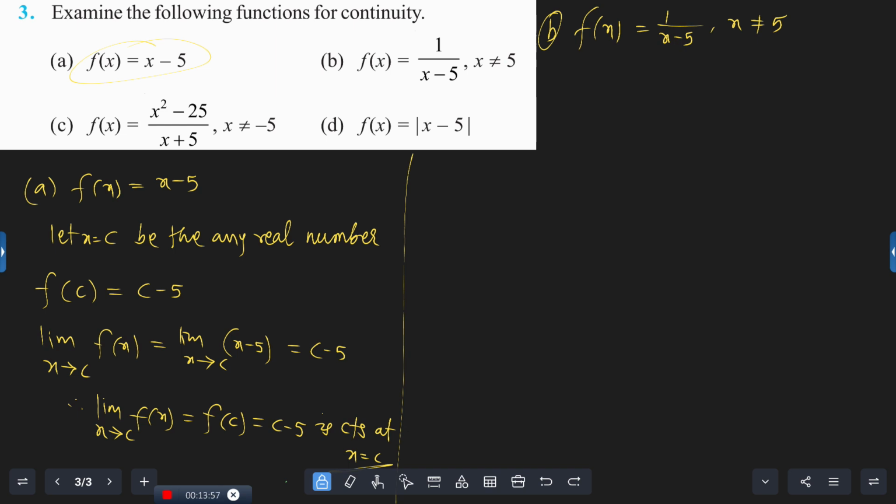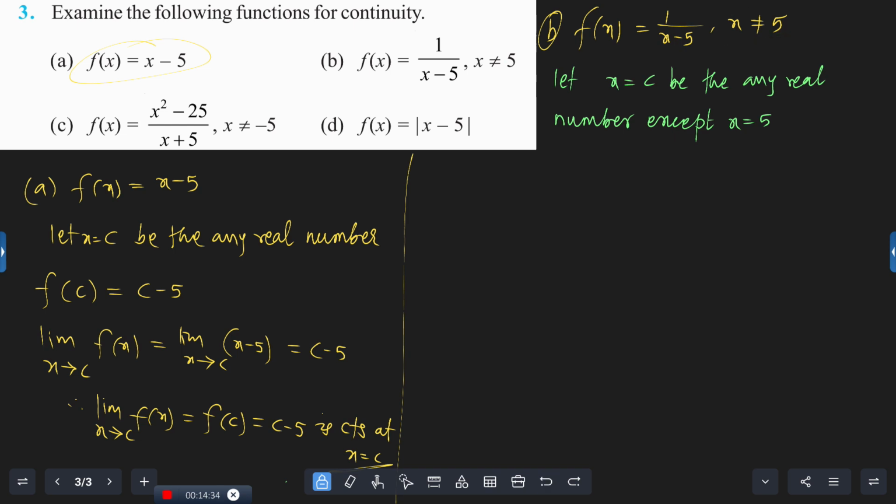Understand? Okay, let x is equal to c, be any real number, except x equal to 5. Listen carefully: x equal to c be any real number except x equal to 5. Except 5 you take anything. Why except? This is given by the question.